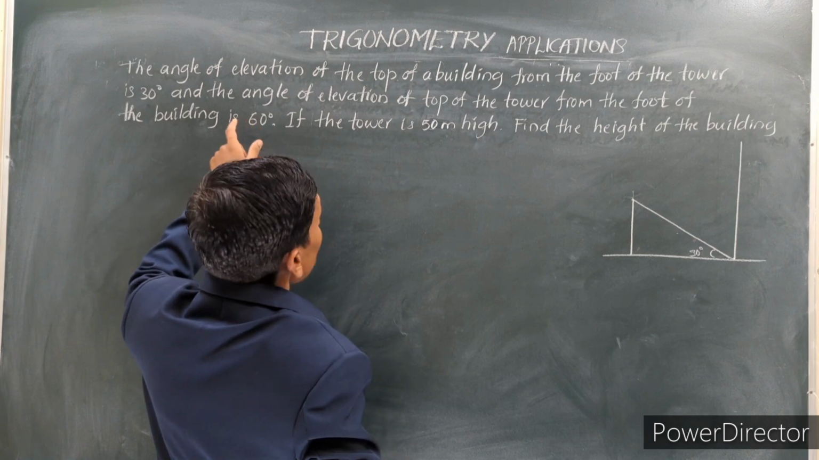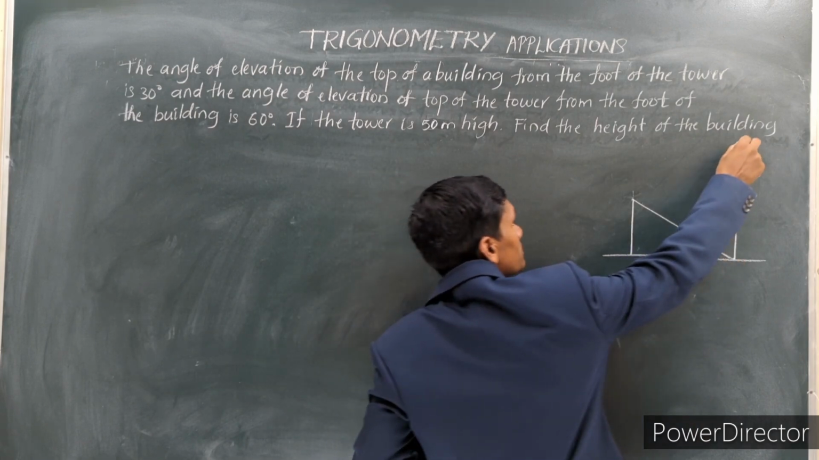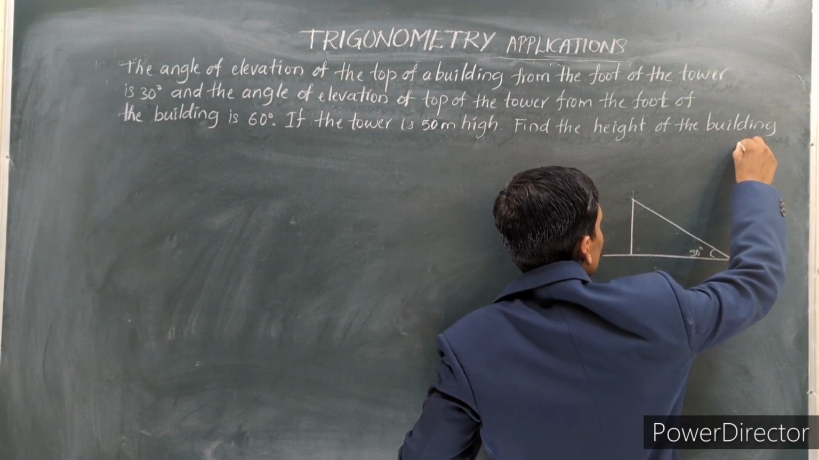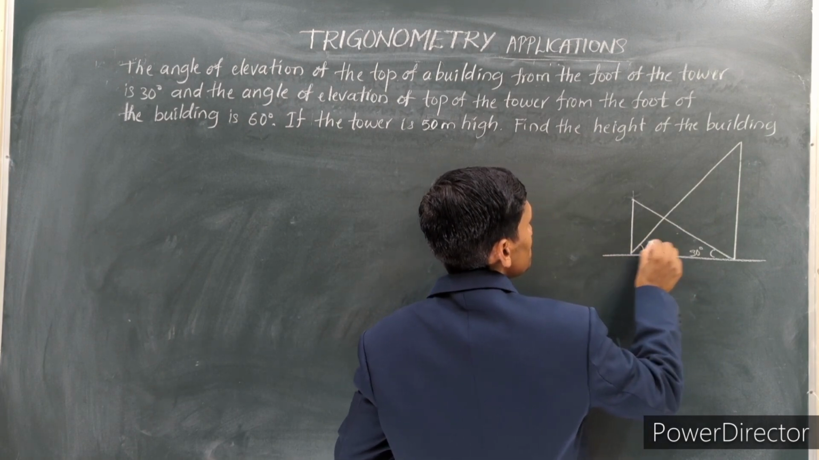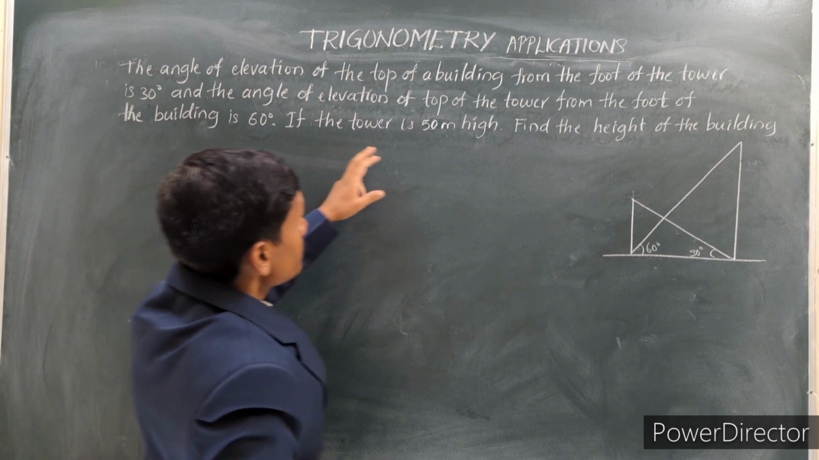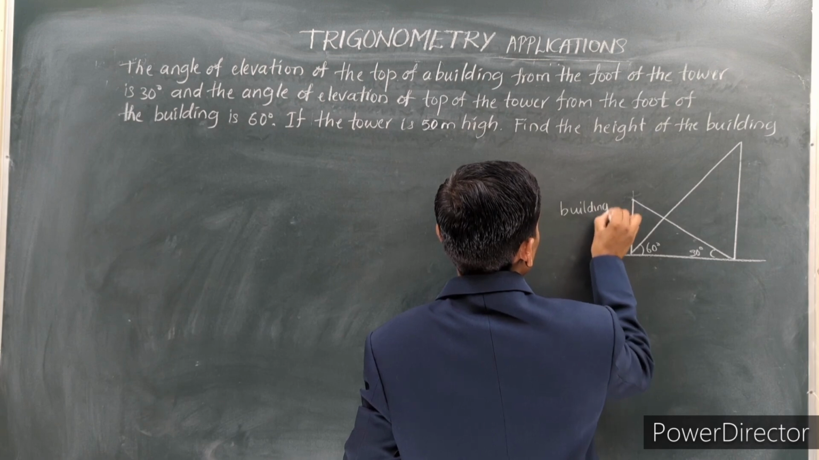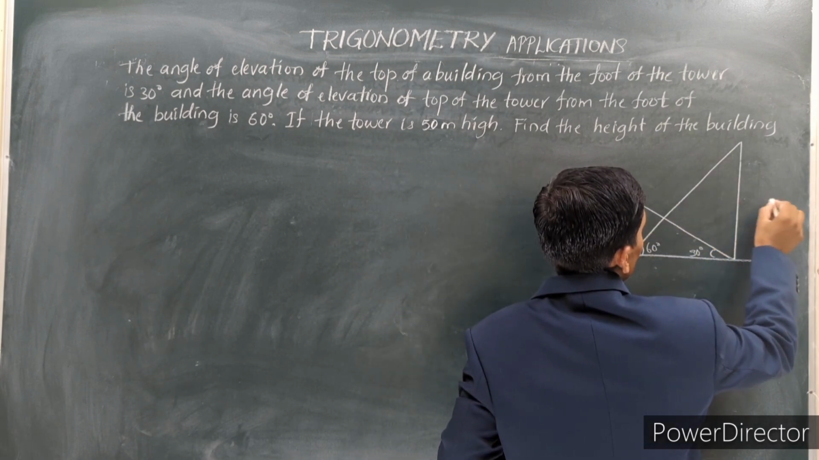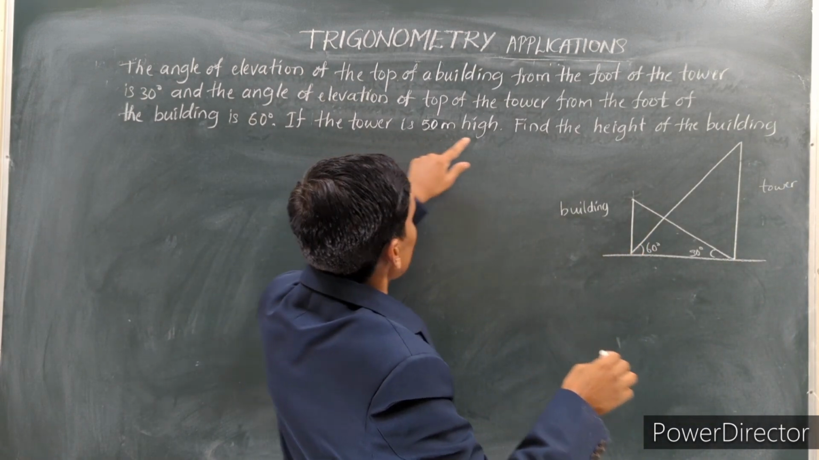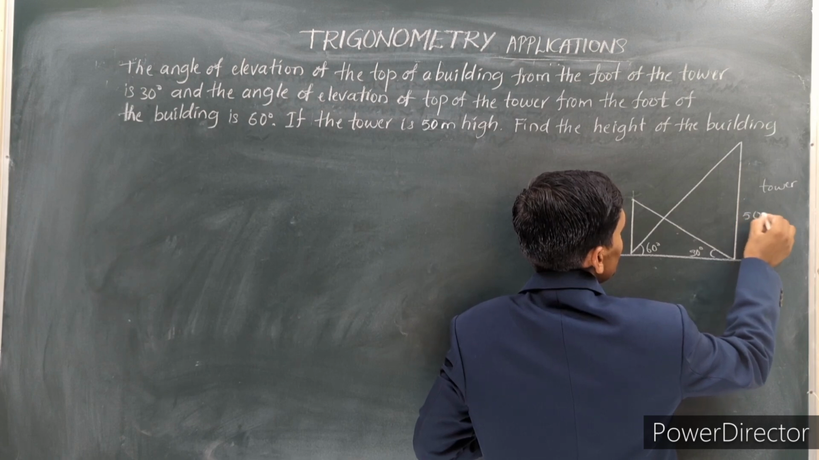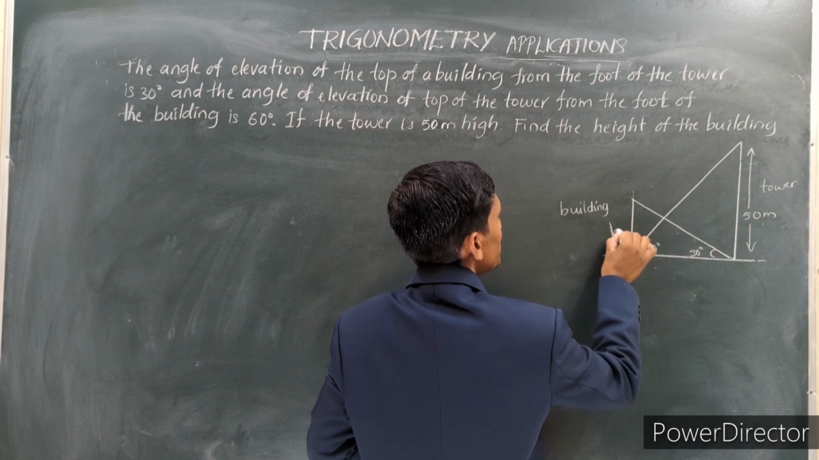Next, the top of the tower from the foot of the building. This is the foot of the building, right? From this, the top is this. This is 60 degrees they are saying. If the tower is 50 meters high, we have taken this as the building, right? This is the building and this is the tower. Tower's height they have given: this is 50 meters. We need to calculate the height of the building. Let this be h.